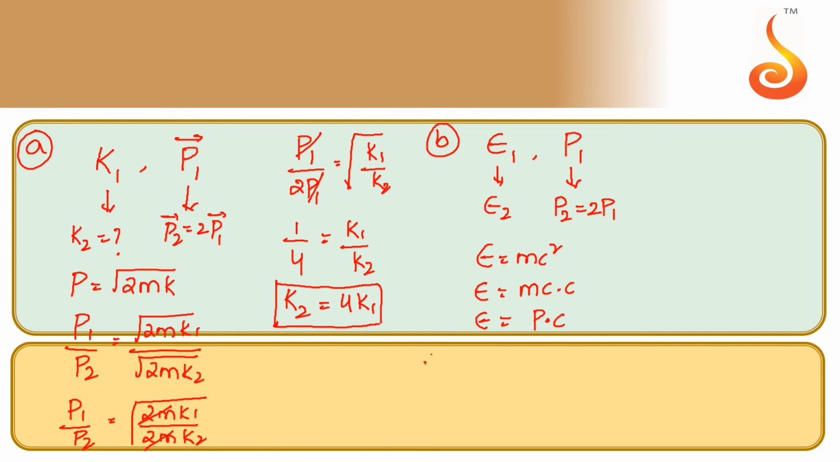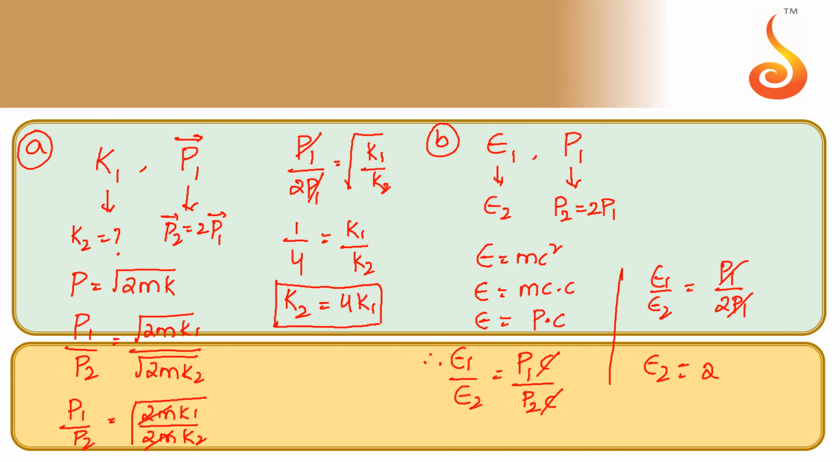So from this what we can write, E1 by E2 is equal to P1c by P2c. The c's get cancelled. So finally what we get? E1 by E2 is equal to P1 by, and P2 is 2 times P1, so 2P1. Therefore E2 will be equal to 2E1. So the new energy will be equal to 2 times the initial energy.